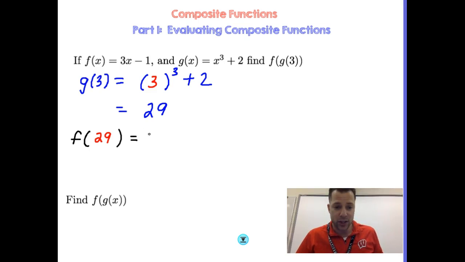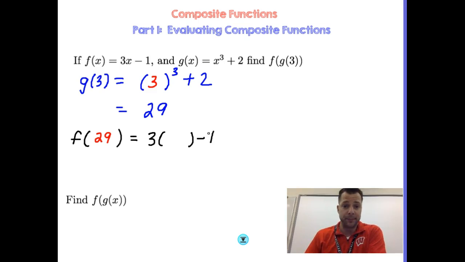And so f is equal to 3 times something minus 1. We know what that something is. It's 29. And when you get this, it looks like you're going to get 86 as your answer. A quick way to do that: 3 times 30, that's 90. You went 3 too many, so it's 87. 87 minus 1, 86. Now, that's a cool way.